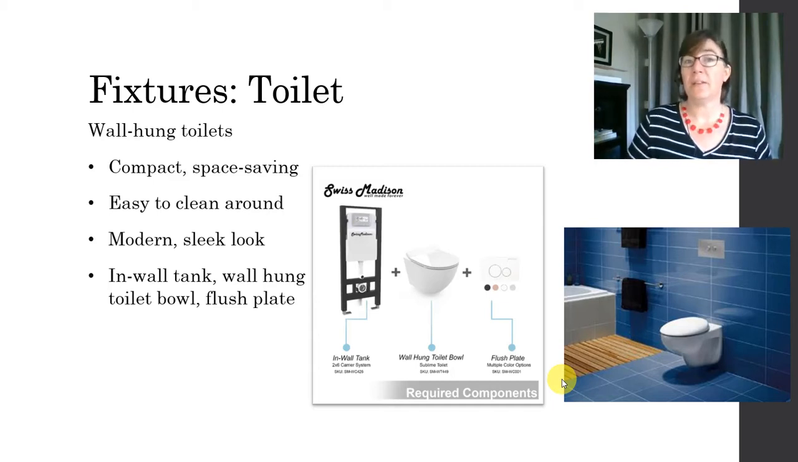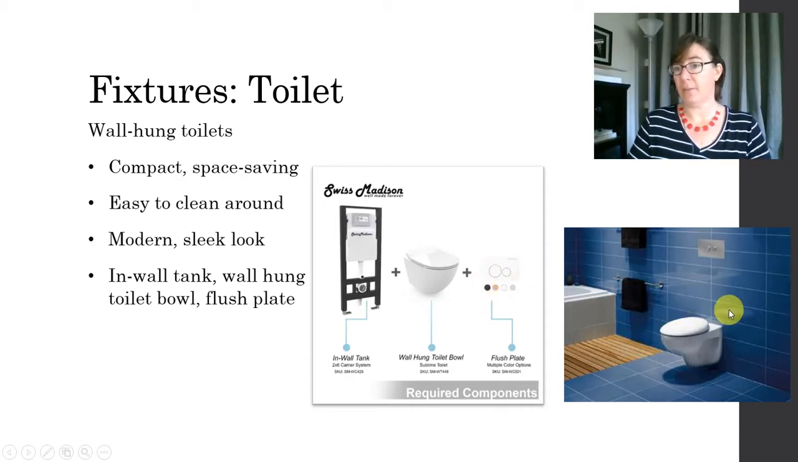Okay, so the pieces of a wall-hung toilet include an in-wall tank. We've got a picture right here. And that is in a frame, by the way, or a carrier system. Here's the wall-hung toilet bowl. And then there's going to be a flush plate for controls. You can see that in this picture over here. The in-wall tank is in the wall behind these tiles. Here is the wall-hung bowl, and then here is the flush plate.